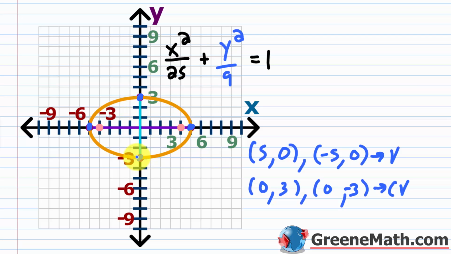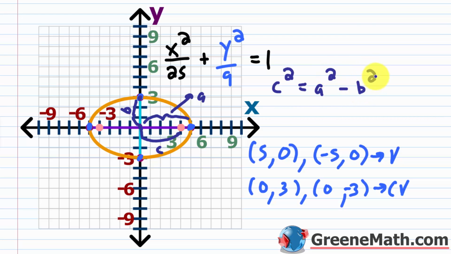When we work with this generically, we're going to label the distance from the center to the vertex, this vertex over here, as A. We'll call the distance from the center to one of the covertices B. We can show mathematically, and I'm not going to go into this, that c squared, where c is the distance from the center to one of your foci, is equal to a squared minus b squared.